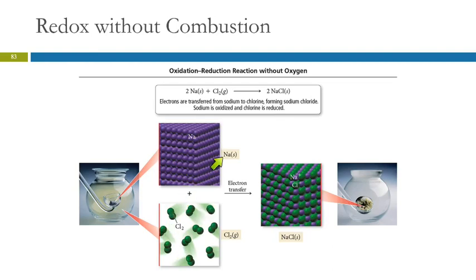What happens here is that the sodium becomes a sodium cation. It does that by losing an electron. And the chlorine atoms become chloride ions. They do that by accepting an electron. So an electron has been transferred from sodium to chlorine.